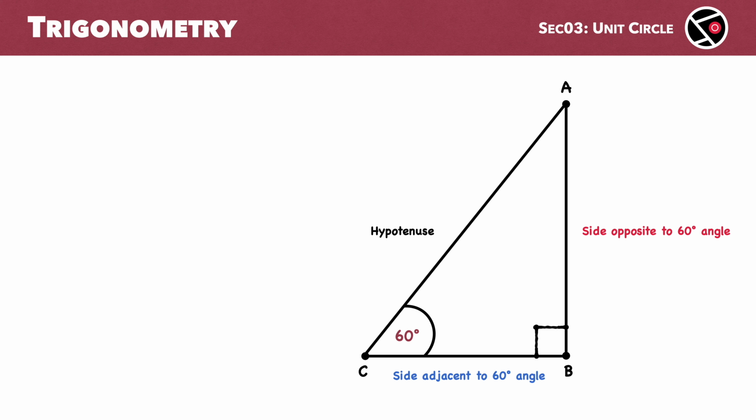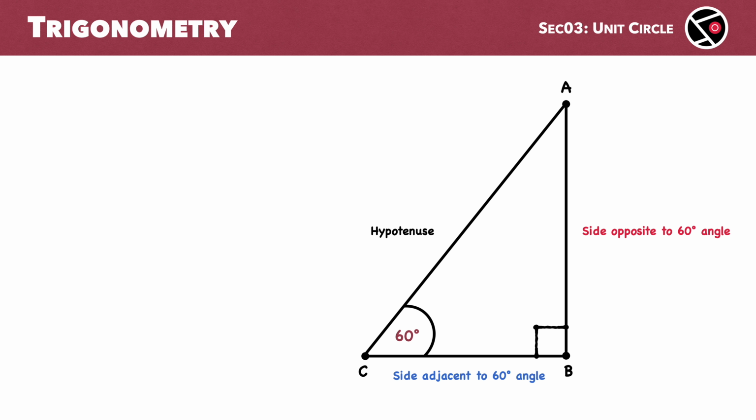Now that we have this triangle, let me revisit the question from where we started this lesson. Why do we need trigonometry? What can trigonometry offer us? Trigonometry gives us the ratios. The ratio of one side of a right angle triangle to another side. These ratios are represented as trigonometric functions.